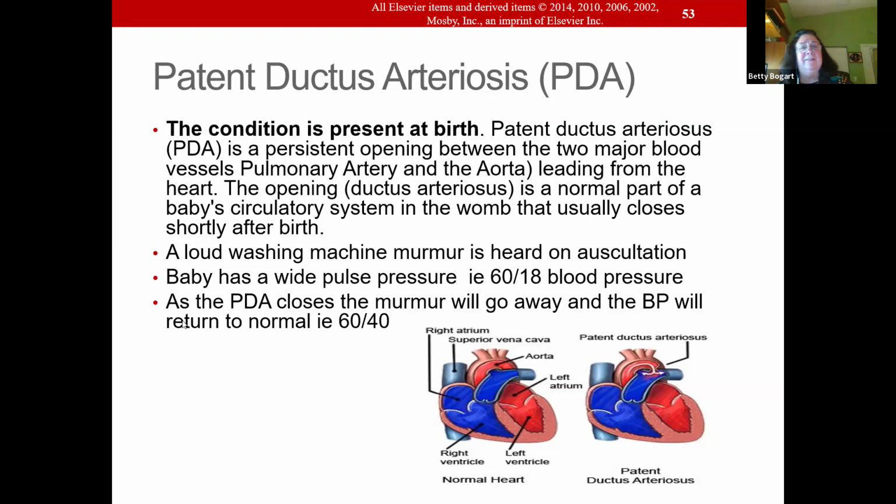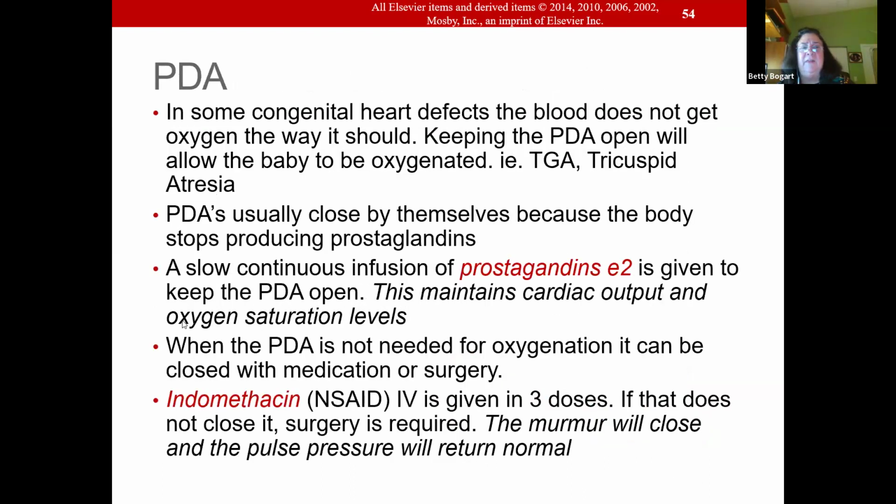We know that sometimes, and it's a lot of times with your premature infants, that that duct doesn't close the way it should. It just keeps going and you're not doing anything and you don't need it. Well, we can close it. And we do close that with indomethacin. It is actually an IV NSAID, believe it or not. And we know that duct is closing when that blood pressure starts coming back to 60 over 40. Also, we're going to hear that murmur stop. So I think that's pretty cool.